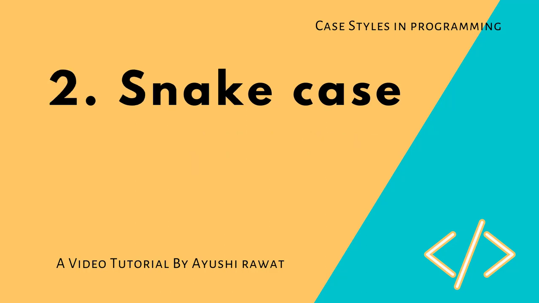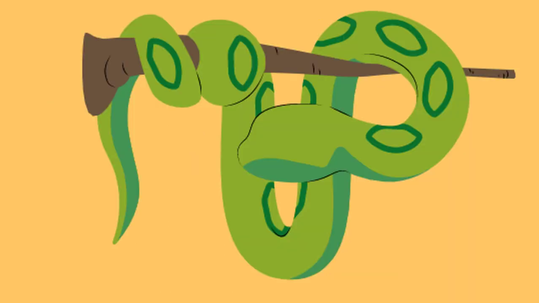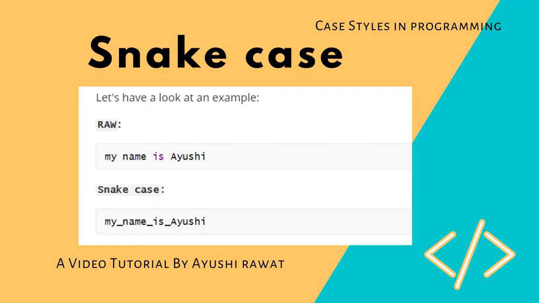Snake case. Snake case combines words by replacing each space with an underscore and lowercasing all the words. This one is most used in Python. This is a nice, clean and readable way to combine words. Let's have a look at an example.